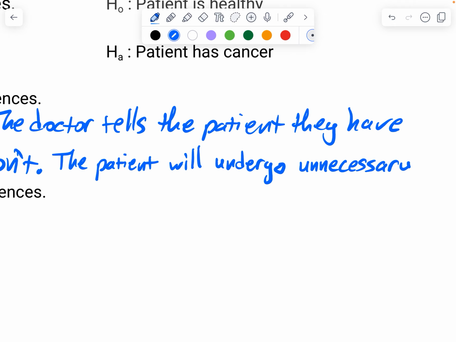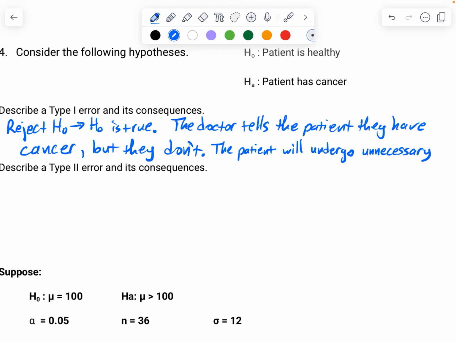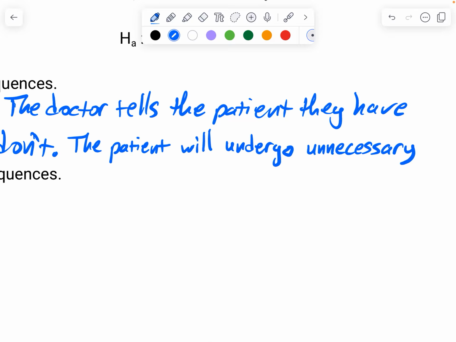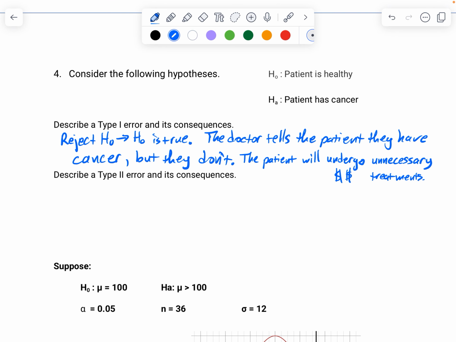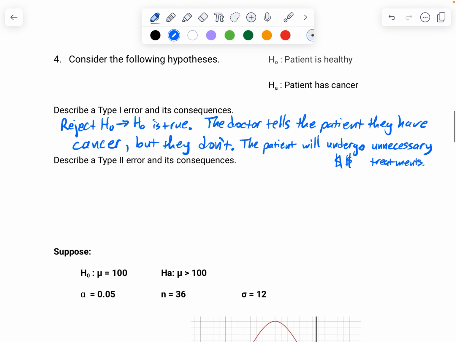That's saying nothing about the mental and emotional stress of that. Unnecessary treatments. It's going to cost money, and it's going to stress out the patient and the family. It's a bad situation. A type 2 error, describe what that is.